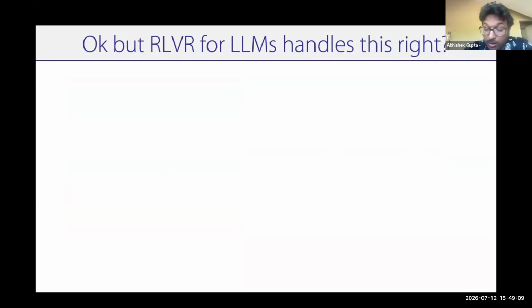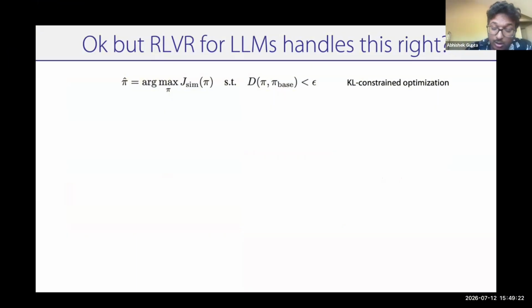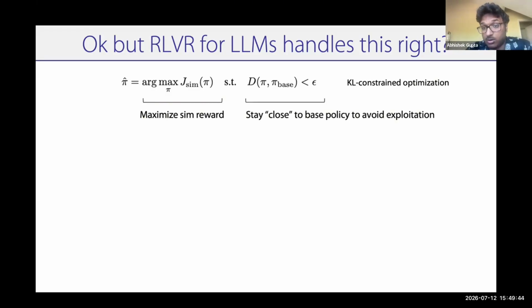But the LLM community, and a huge literature on RL even before that, has thought about this before, and has thought about doing KL constrained optimization. So saying, let's try to optimize rewards in simulation, but let's make sure that the policy is constrained to not go too far away from the initial base policy it started optimizing from. KL constrained optimization is a great way to ensure that you have some conservatism. The first term is trying to say let's maximize the reward in sim. The second term is trying to say let's stay close to the base policy to avoid exploiting things.